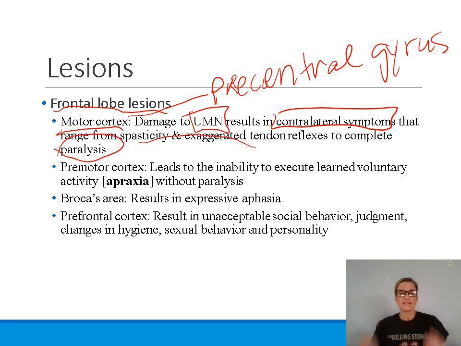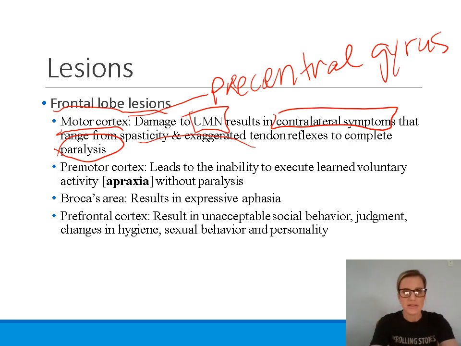Again, this is where the signal to contract originates. So if there's a lesion that's destroyed those neurons, there is no signal to contract that's going to be sent to that muscle. So it can result in complete paralysis of whatever muscles those upper motor neurons were controlling.